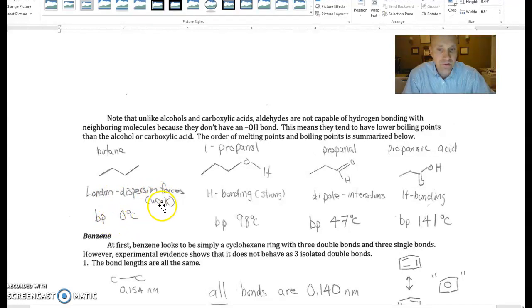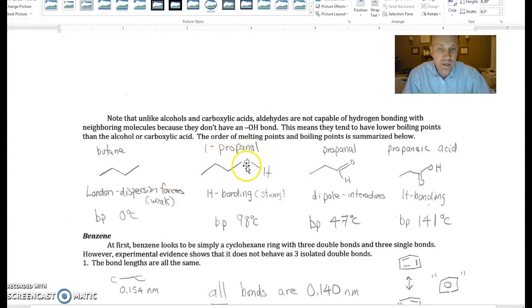They're so weak that if you just put some of this in your hand, there's enough heat from your hand to turn that liquid into a gas. In fact, it would feel very cold in your hand. Butane, by the way, is the stuff that's in cigarette lighters.